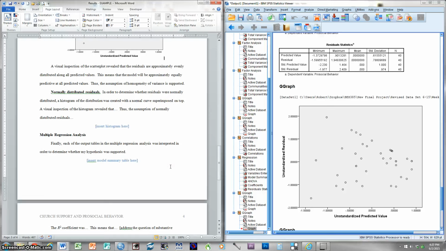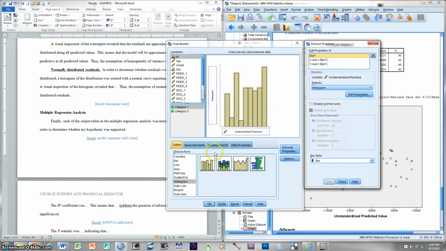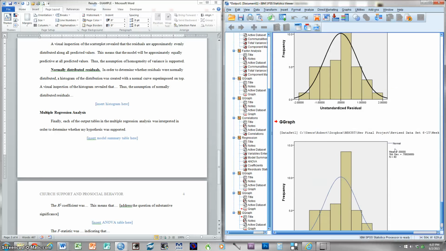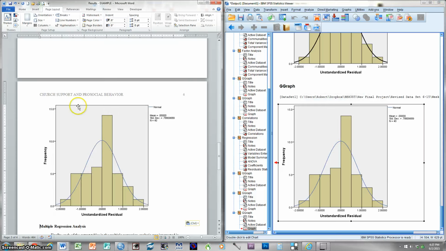Okay, next assumption is normally distributed residuals. In order to check that, we're going to create a histogram of the residuals with a normal curve superimposed on top. To do that, we go to Graph, Chart Builder, and Histogram, and we want the residuals on the x-axis, nothing on the y-axis. We'll click Display Normal Curve and Apply. So up comes our histogram. I will copy that and paste that into the lab report.